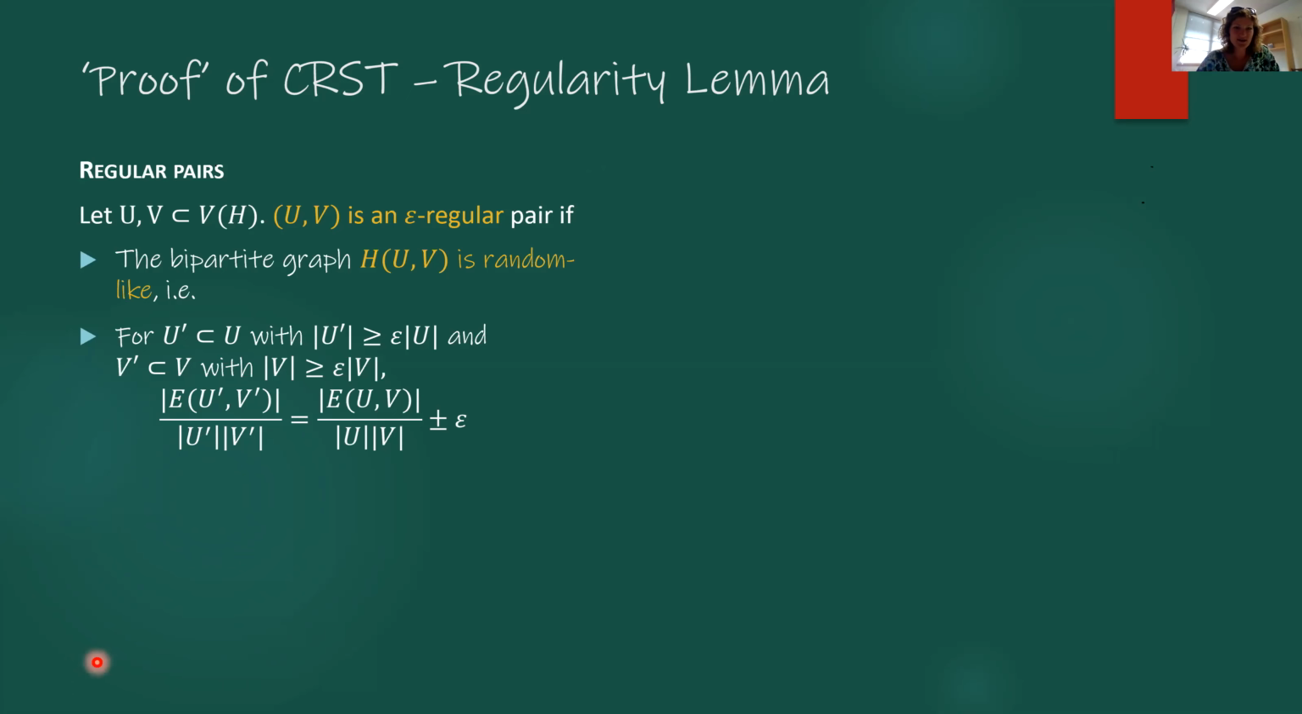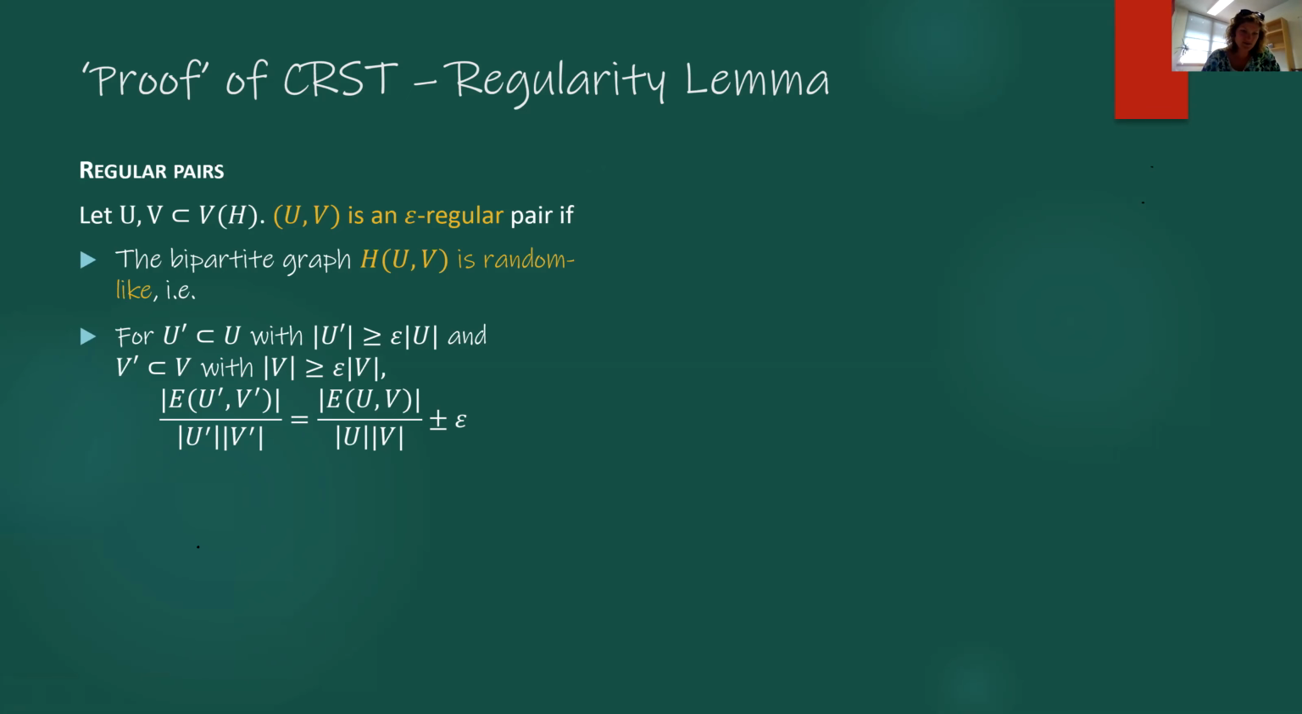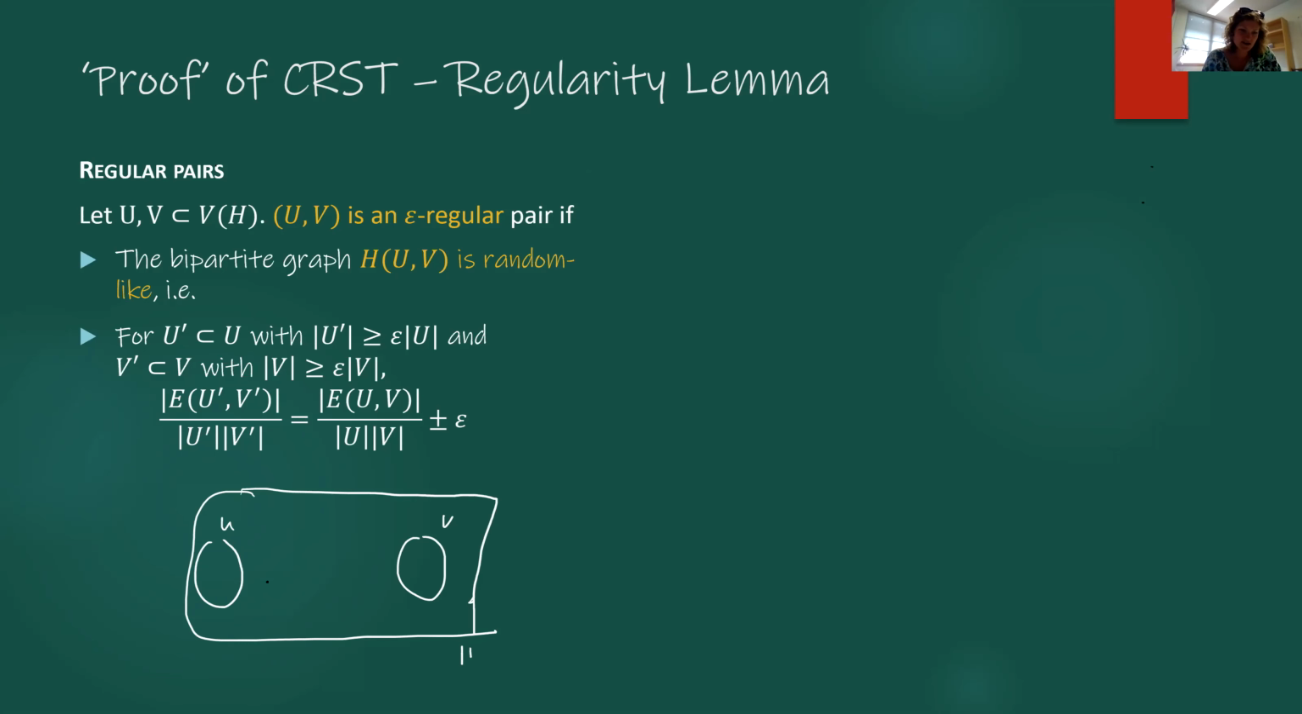But anyway, the regularity lemma is all about finding regular pairs. And what are regular pairs? Well, in your graph, a vertex set U, V is epsilon regular if the edges between them look kind of random-like. So this all happens inside a graph G. We're interested in this bipartite graph between U and V. And we want to see a kind of random-like edge distribution, which is expressed in this equation.